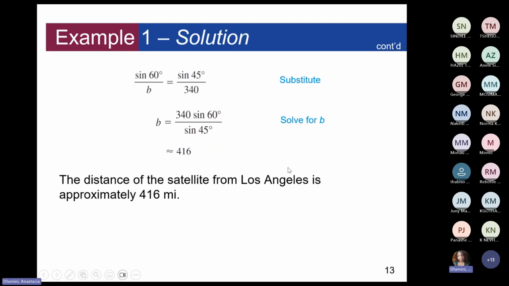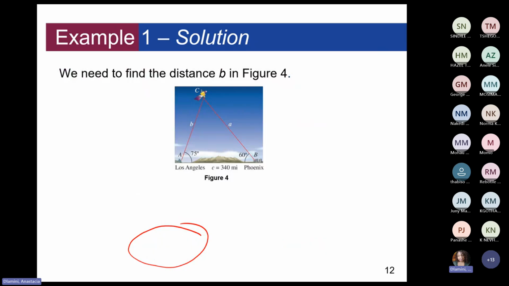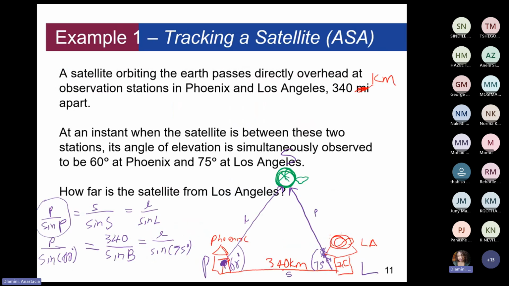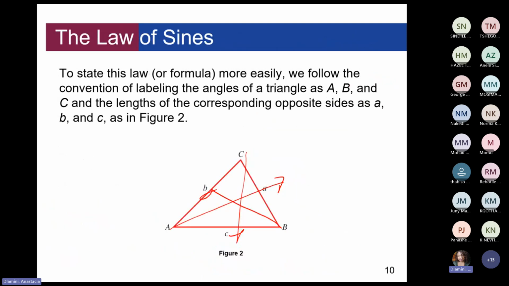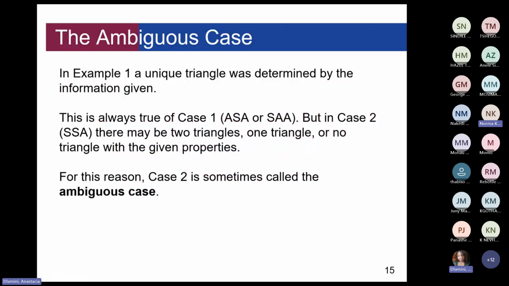Before we go to the ambiguous case, here it was clear: we had the side, and we were able to find the length of whatever. It was a clear case, basically. Now, when it comes to the ambiguous case, they're saying in example 1, a unique triangle was determined by the information given, meaning that we had the information and then we were able to find the other information. And that was only one triangle. Do you see that? Now, they say this is always true for case 1. Meaning for case 1, we'll always have one unique triangle.